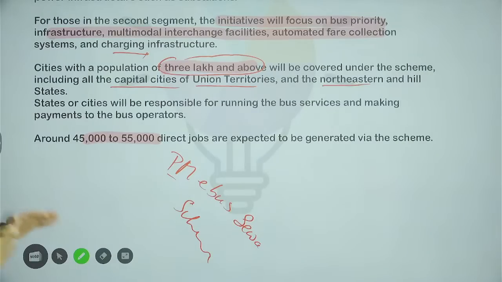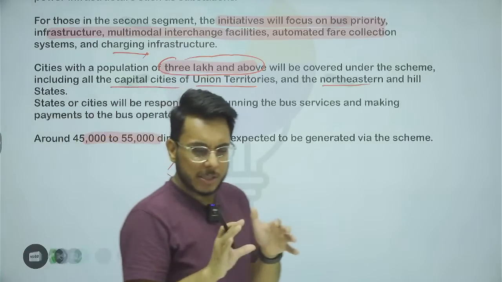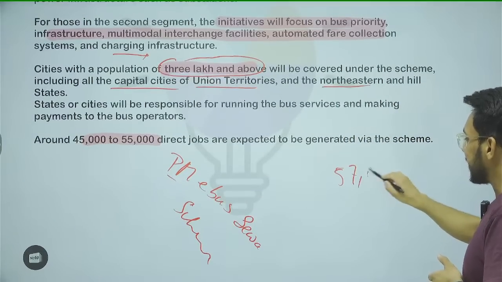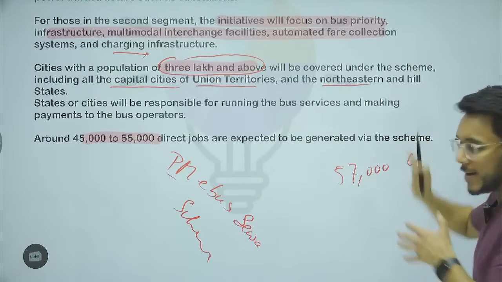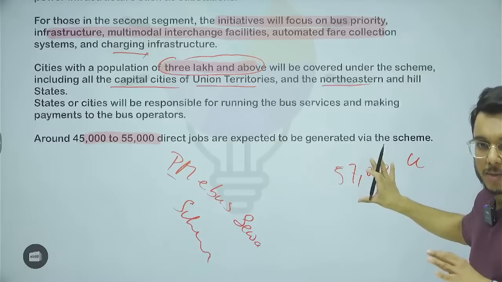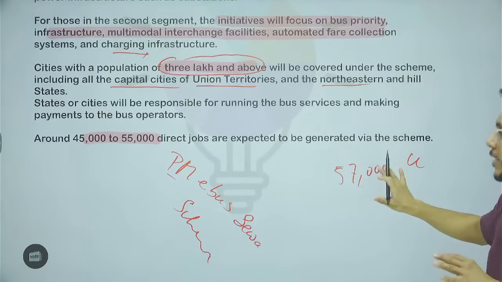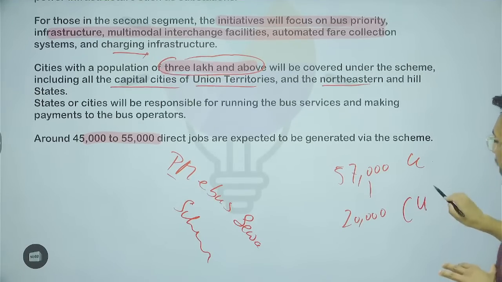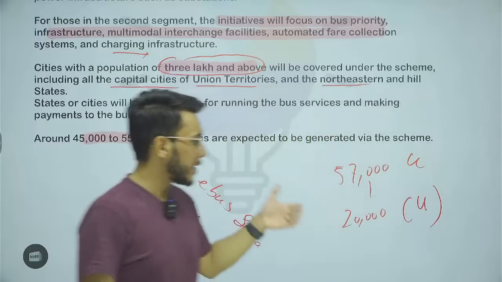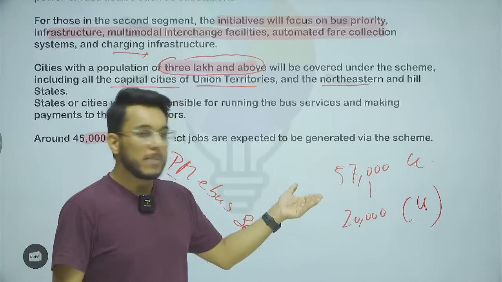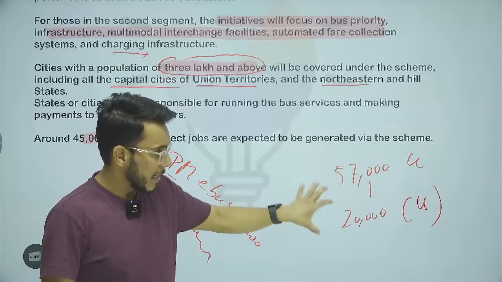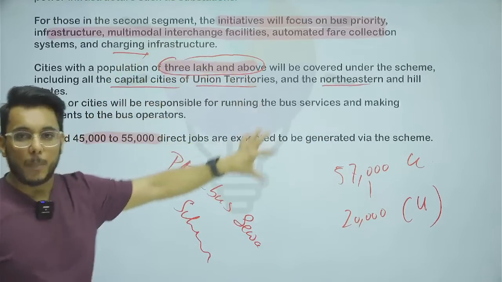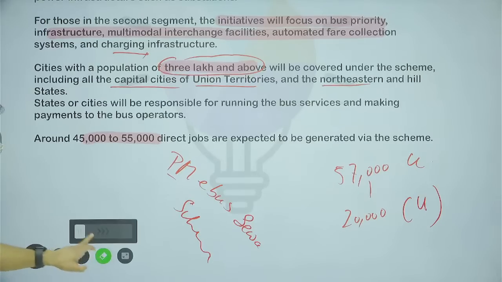Now, first of all, let me give you some idea here. Around 57,000 crore rupees will be invested in this scheme. Now this number is not that important. Out of the 57,000 crore rupees, 20,000 crore rupees will be given by the union government, and the rest, 37,000 crore rupees, will be mobilized by the state governments. So it is a scheme funded by both the center and the states, and public bus transportation in all these cities will be developed.